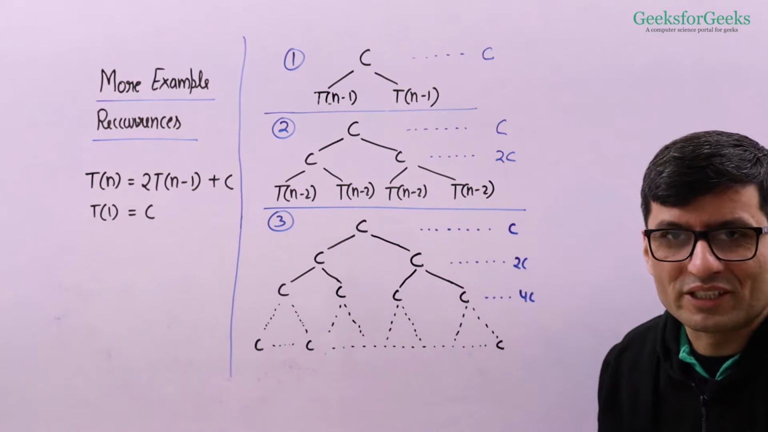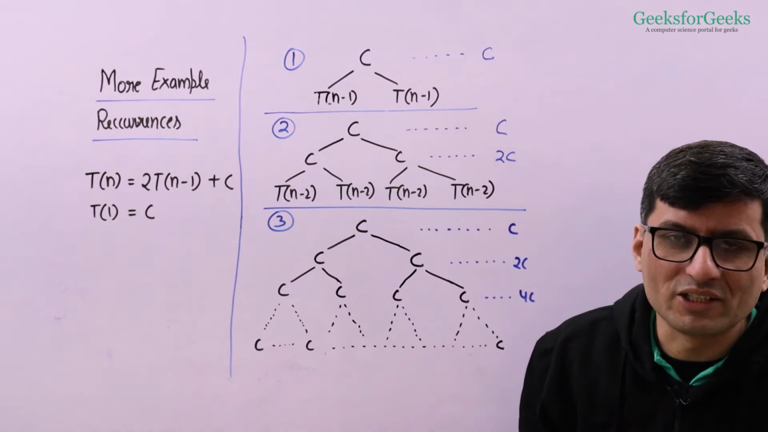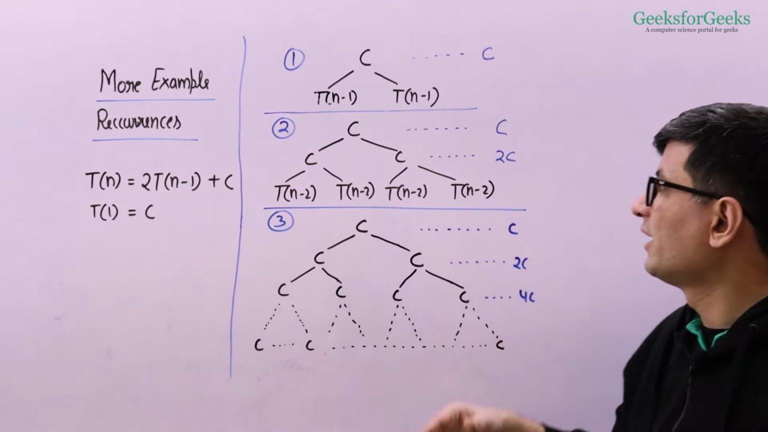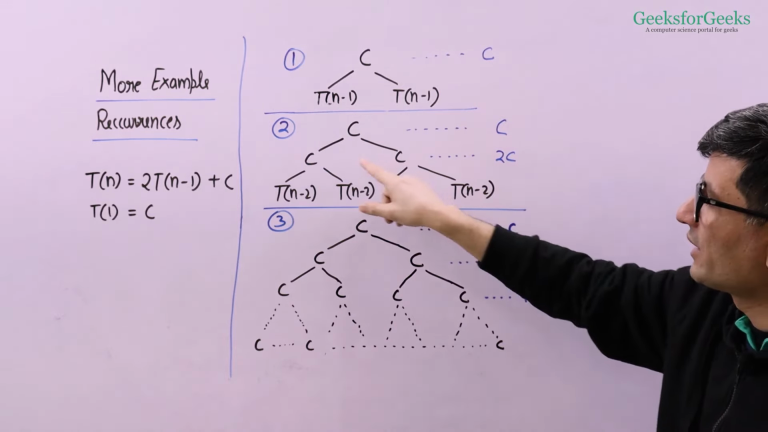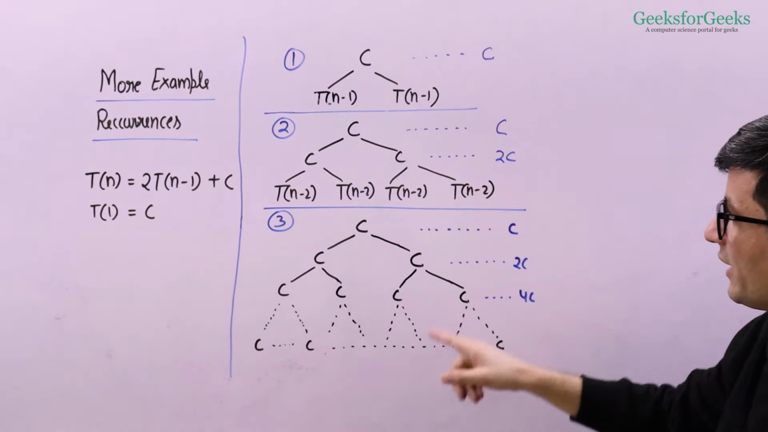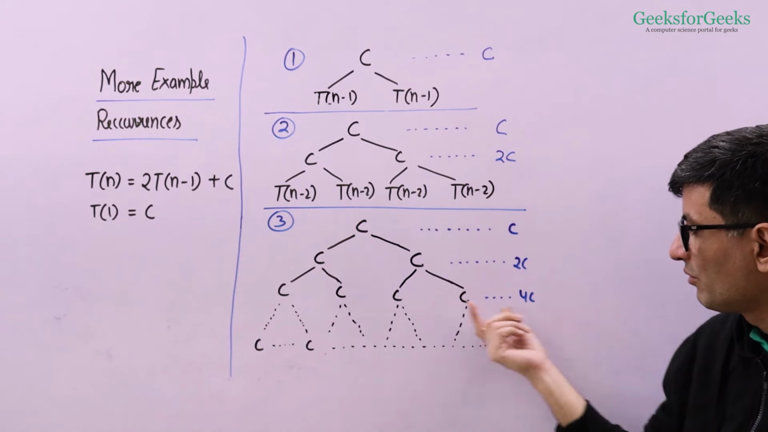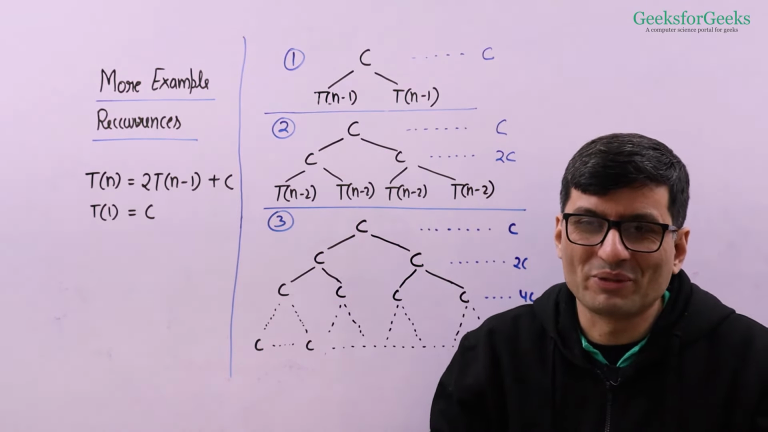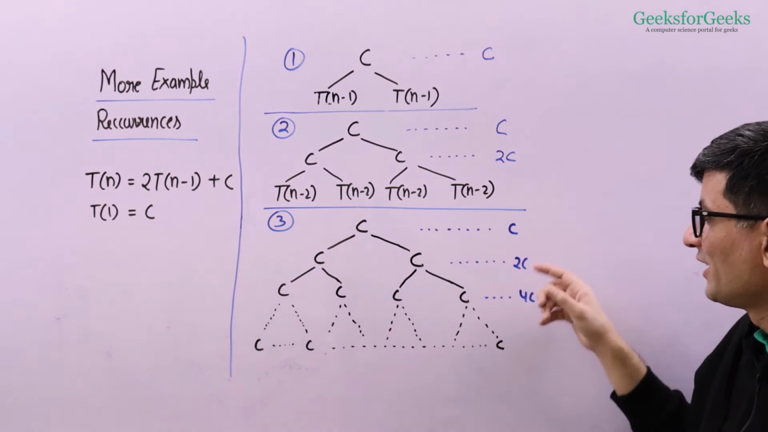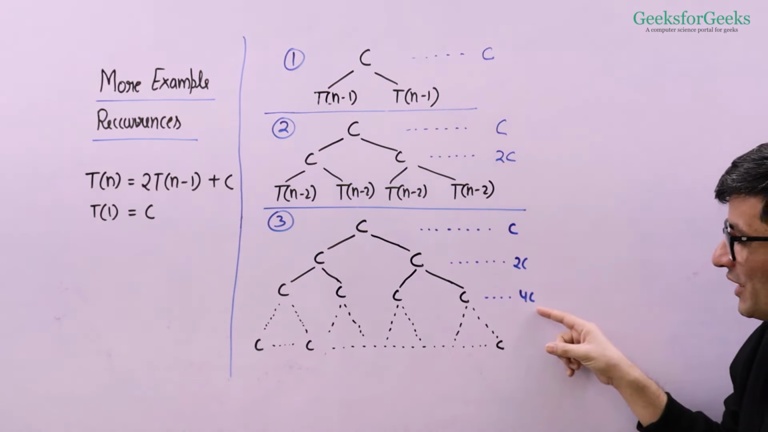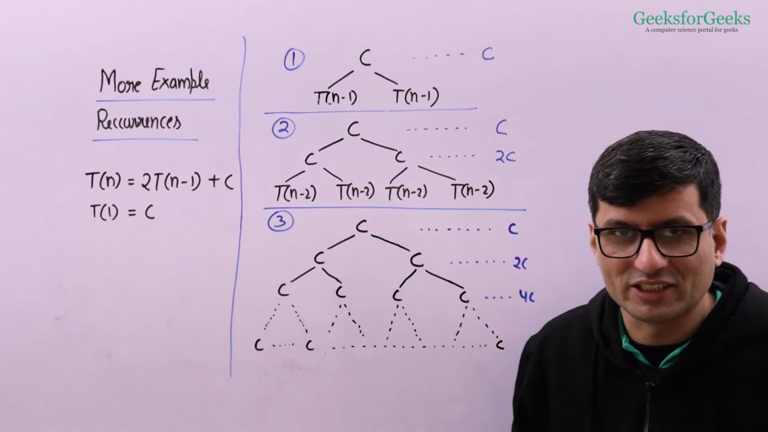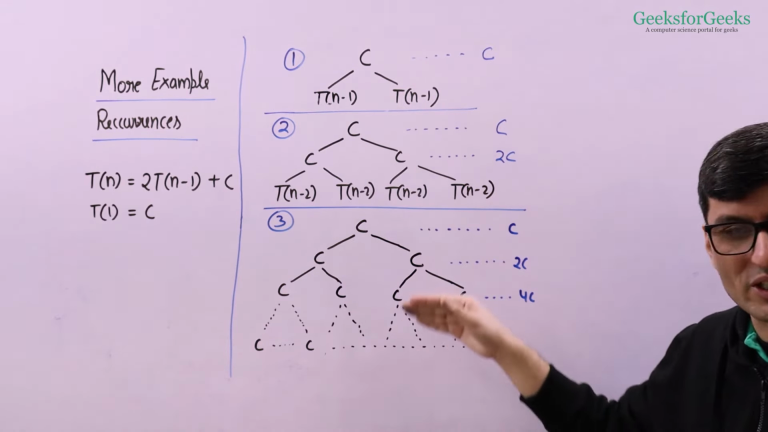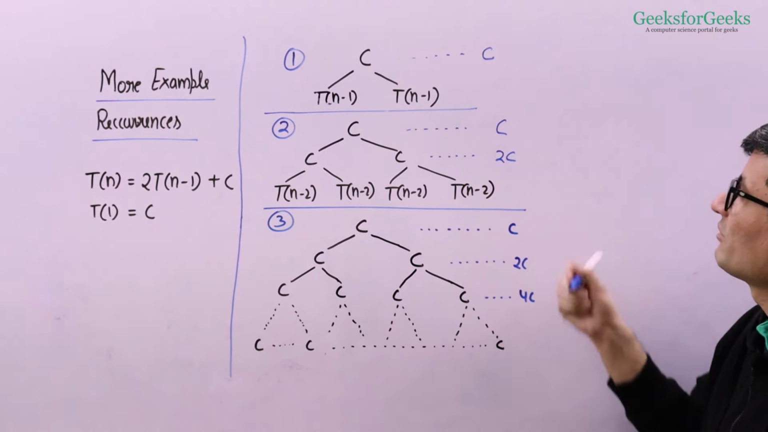While we are doing this, we keep checking the value of work done at every level. At this level, we are doing C work. At this level, we are doing 2C work. At the next level, we are going to do 4C work. We don't need to break it further because you must have guessed the pattern now. It's C work, then 2C, then 4C, and at the next level you are going to have 8C. And how many levels are we going to have? The series is very clear.